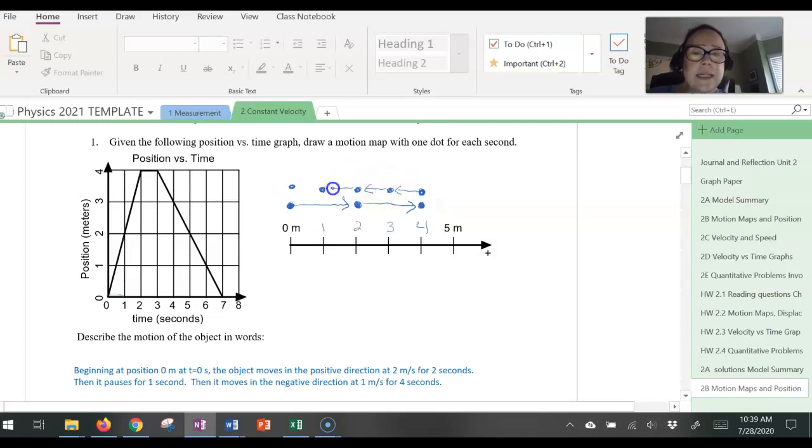And I can see that at the beginning, for the first 2 seconds, the velocity vectors are longer. That's because the object was moving faster in those first 2 seconds. From time 3 seconds to 4 seconds, the object stayed at the same position.